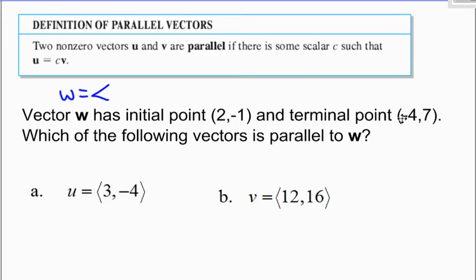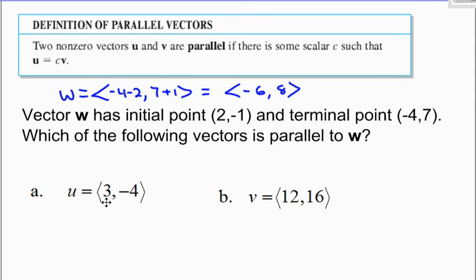I'm going to take the terminal point -4 minus the initial point for the left-right, so -4 minus 2. And for the up-down, I'm going to do 7 minus -1. So w is <-6, 8>. w goes 6 to the left and 8 up. Now, if there's some scalar we can multiply these by to get this, then they're parallel.